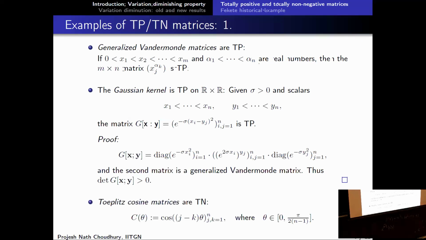The next example is the Toeplitz cosine matrix. If theta belongs to this interval, one can verify that all 1 by 1 and 2 by 2 minors are non-negative, and the rank of this matrix is 2. So any 3 by 3 and higher order minors are zero, and so this will be totally non-negative.